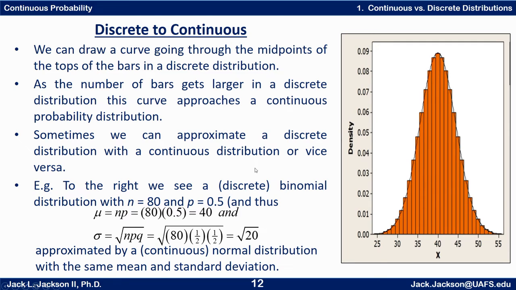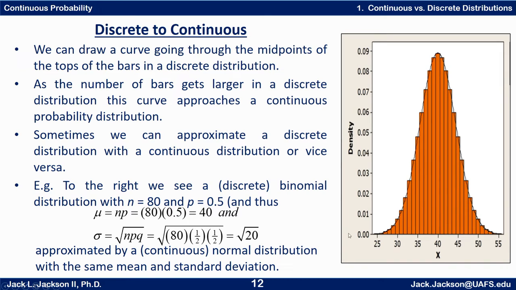So one way we can think of going from the discrete to the continuous case is this. Here we have a discrete distribution, a binomial in this case. This particular one is a binomial with n equals 80 and p equals 0.5. So this one's perfectly symmetric. The mean is n times p, which is 40. So 40 is right here. It's actually this highest bar, which is the mean, the median, and the mode all at once.